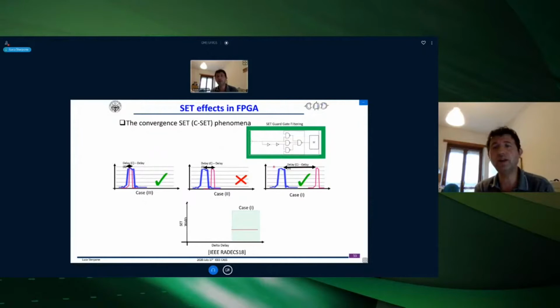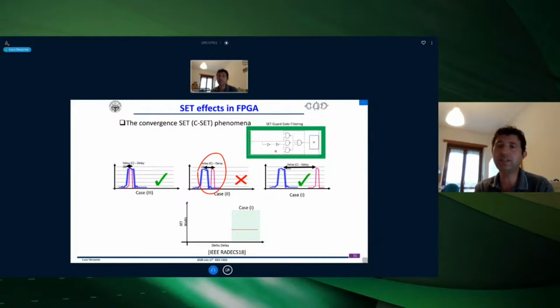We have a condition where the glitches are far away and can be filtered. The glitches are overlapped and they can be filtered. Or the glitches are close together and they become a longer glitch. And this is a critical point because you will not be able to mitigate.